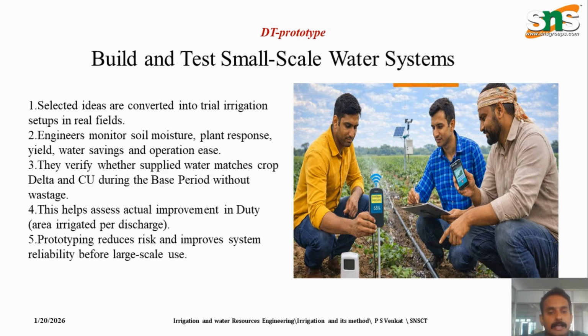And the next stage is prototype. In this prototype stage, selected ideas are tested on a small scale, in which engineers install irrigation systems, monitor soil moisture, observe plant response, and measure actual water supply. This stage checks whether the theoretical calculations match the field reality.